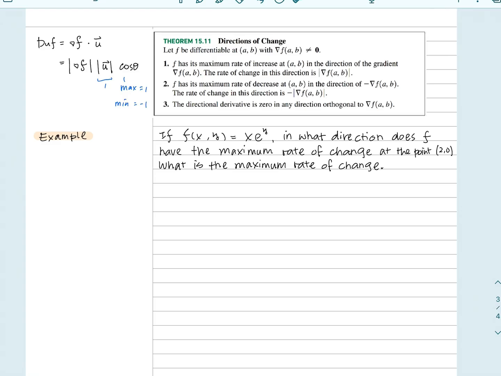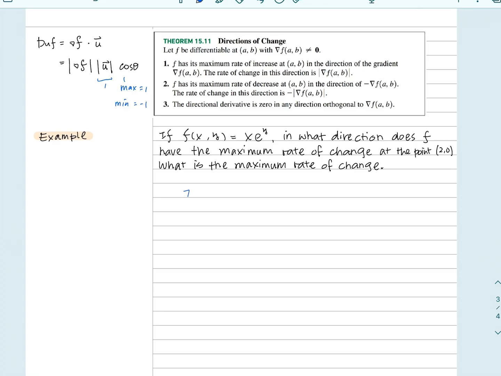So suppose we have a function that is x times e to the y. So the question is, in what direction does the function have the maximum rate of change at the point 2, 0? And then what is the maximum rate of change? When we say maximum rate of change, we actually mean the rate of increase. So then we want the direction to be the same as the gradient vector. All right, so let's see. Let's find the gradient vector first.